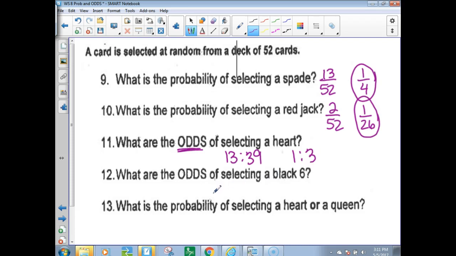What are the odds of selecting a black 6? There are 2 black 6s. How many cards are left after you pick the 2 black 6s? 50 cards left. So reducing that is 1 to 25.